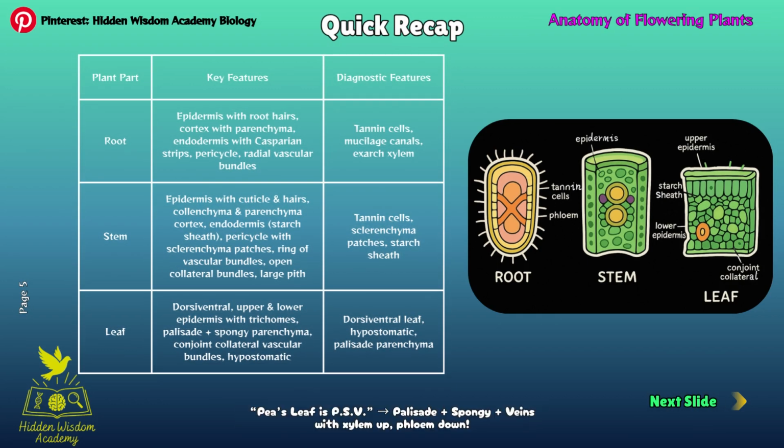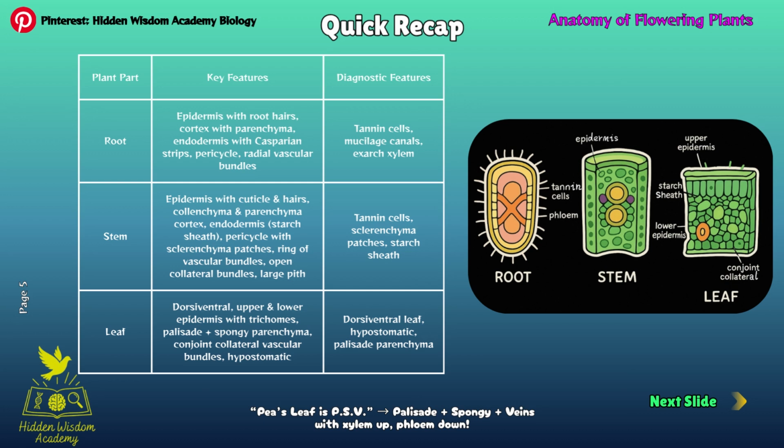Let's quickly summarize the anatomy of Leguminosae: root, stem, and leaf. Root: a typical dicot root with epidermis and root hairs, cortex of parenchyma, endodermis with Casparian strips, and radial vascular bundles. Special features: tannin cells, mucilage canals, and exarch xylem.